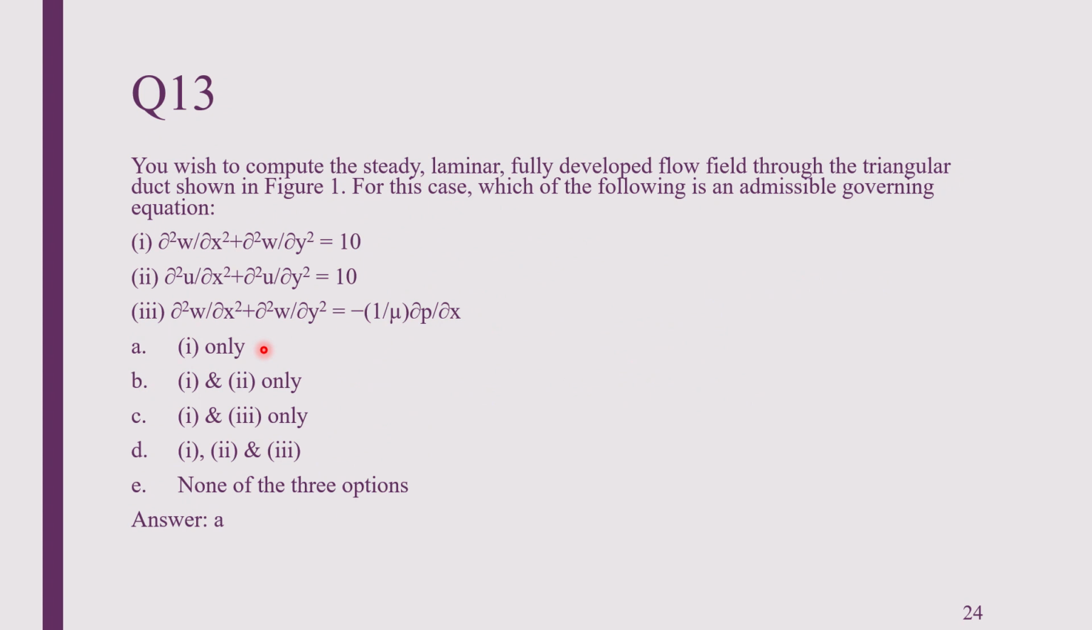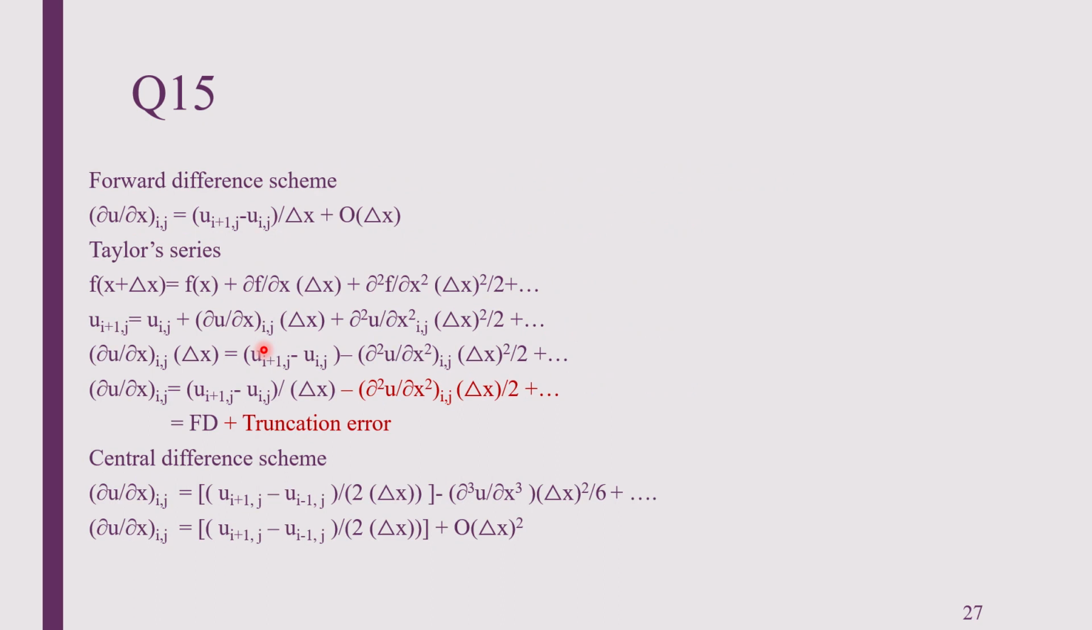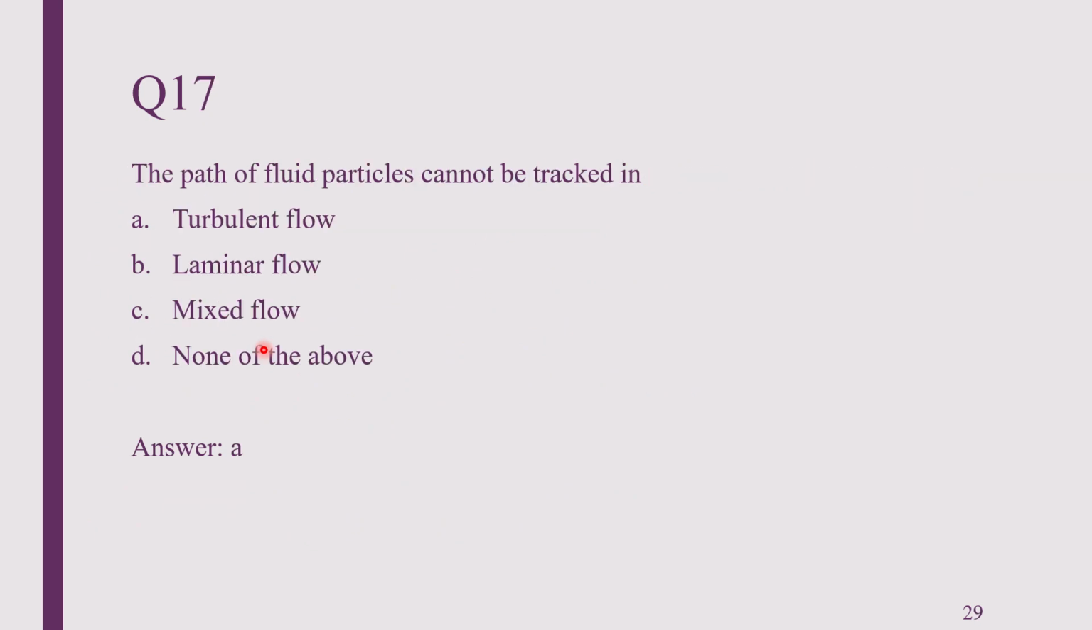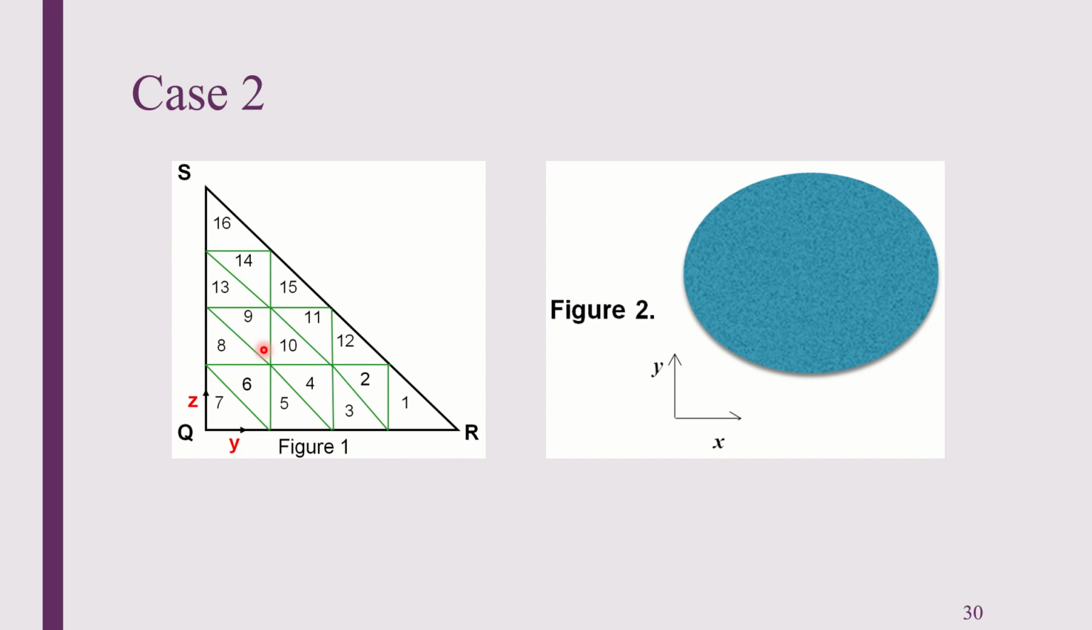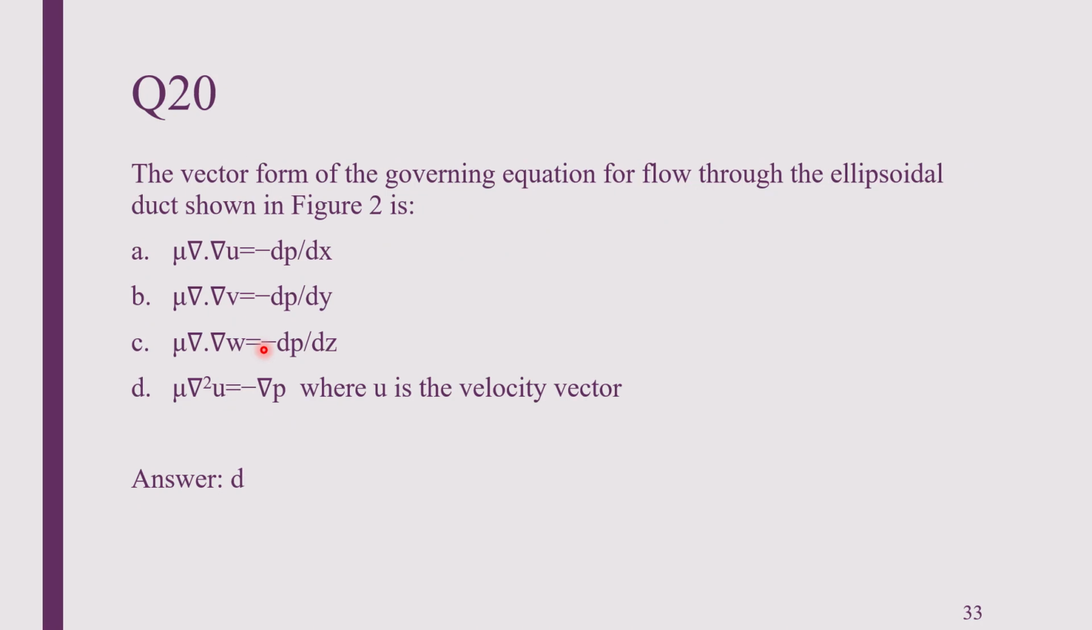similarly we have seen further writing of the equations, and we have seen what the truncation error is, and that if the order of the discretized equation is k, the truncation error is proportional to the kth power. And boundary conditions we have seen, and fluid particles cannot be tracked in turbulent flow. And similarly for two more ducts, like the triangular duct and the ellipsoidal duct, we have seen the governing equations and how they reduce.